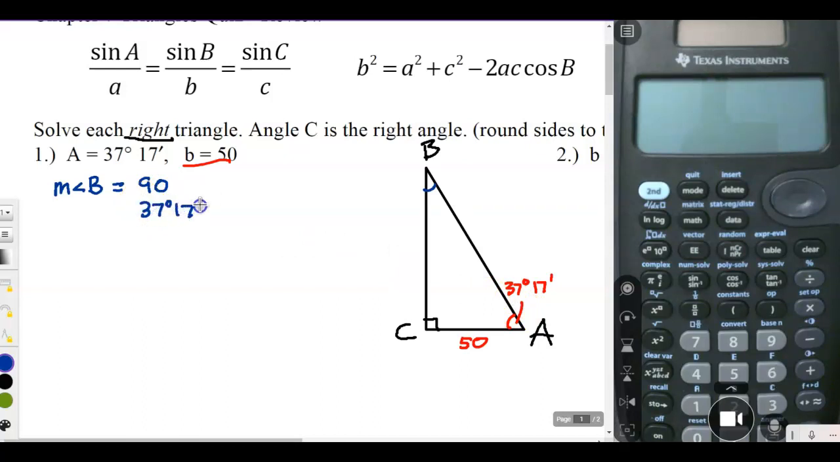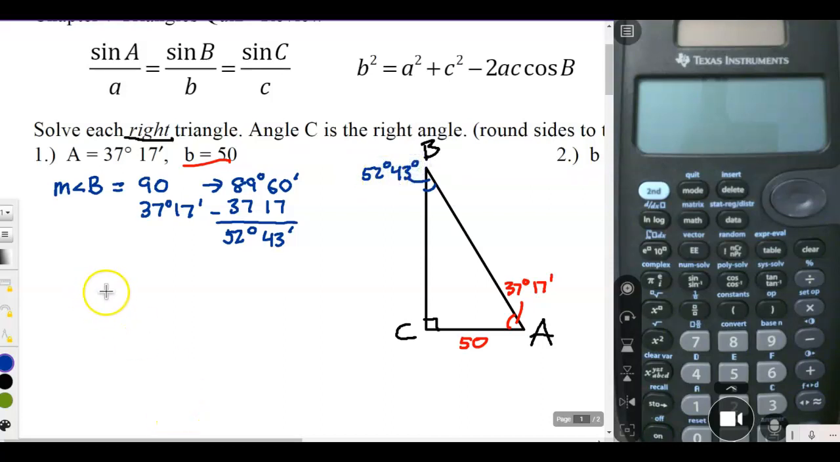Now you might recall, to do the subtraction, we convert 90 degrees to 89 degrees and 60 minutes. It's kind of like borrowing. We're borrowing a degree, turning it into 60 minutes, because they are equivalent. If I write it this way, then I can do 60 minus 17 and get 43 minutes, and 89 minus 37 gives me 52. So we know that this is 52 degrees and 43 minutes.